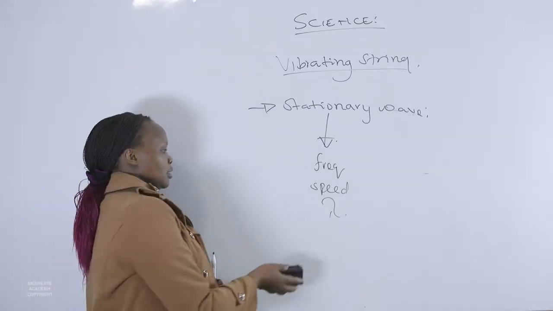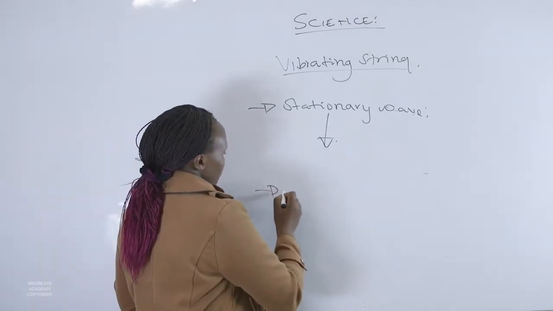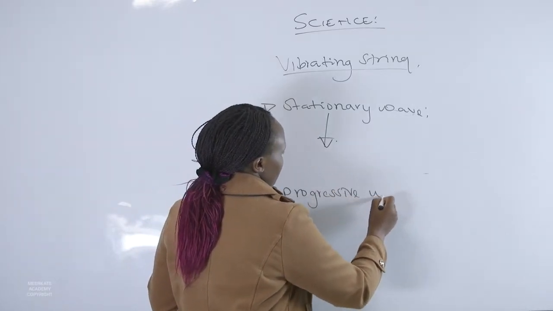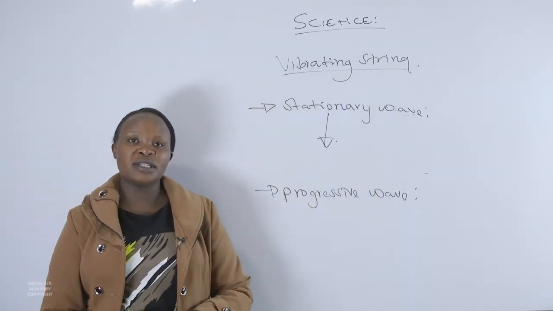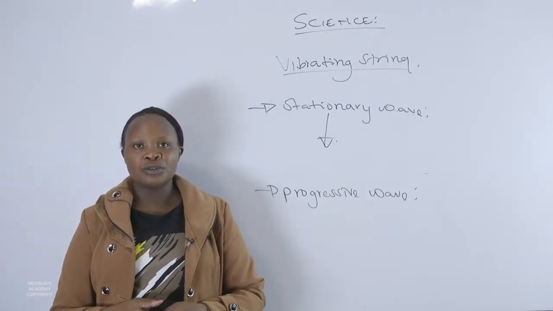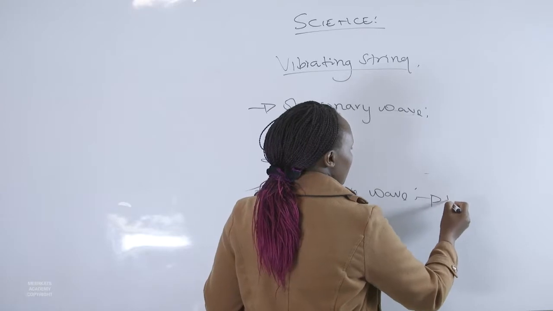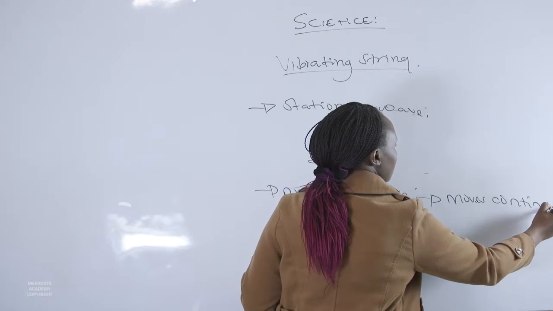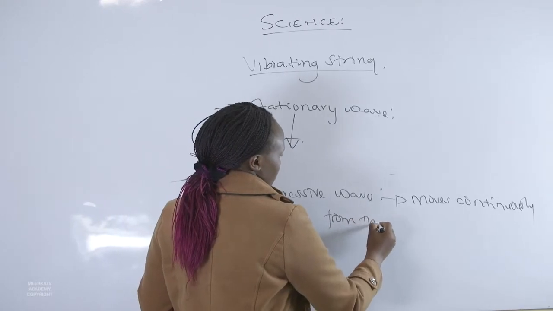Now, on the other hand, a progressive wave is one that moves continuously from the source.